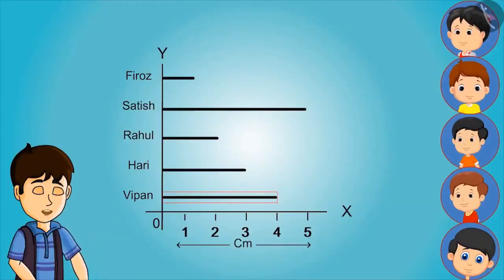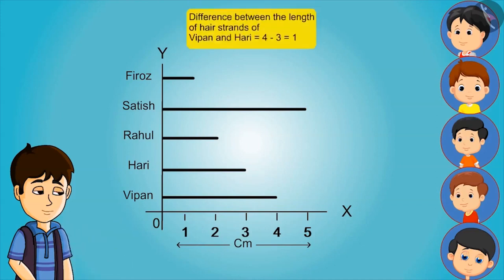Vipin, tell me, what is the length of your hair strand? 4 centimeter. And yours, Hari? 3 centimeters. So, who has the lengthiest hair? Mine. How long is your hair from Hari's? 1 centimeter. Vipin, go get a nice haircut.